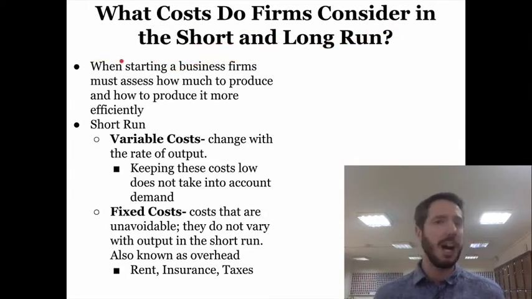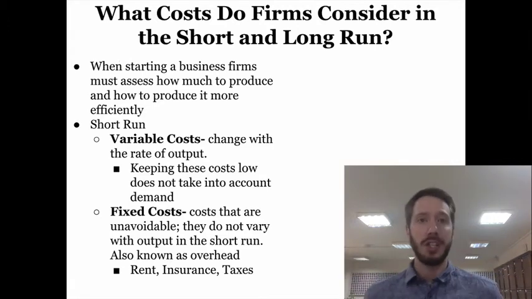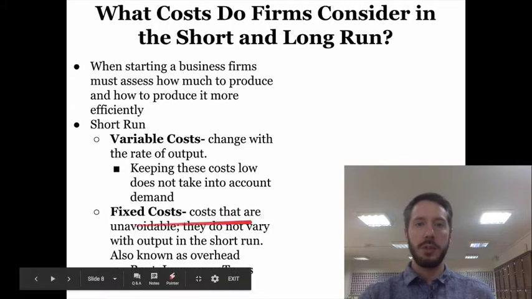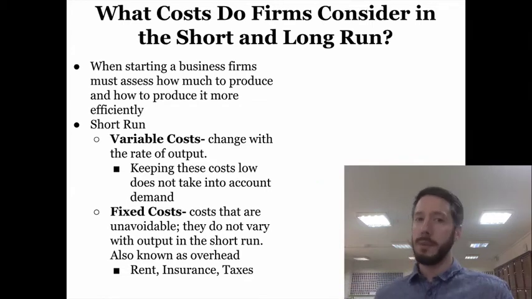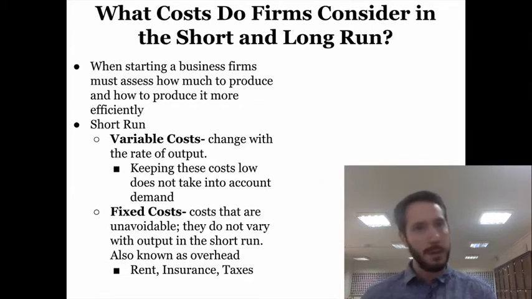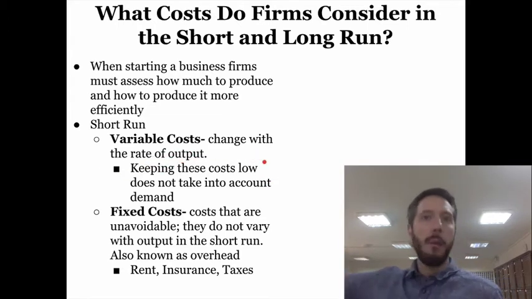So not very much time, not years and decades and things like that. In the short run, you have 2 types of costs. You have fixed costs, which are things that you have to pay no matter what. You have your monthly rent, your monthly insurance, the taxes you have to pay. They don't change week to week or month to month. Then you have your variable costs, which change with how much output you put out.